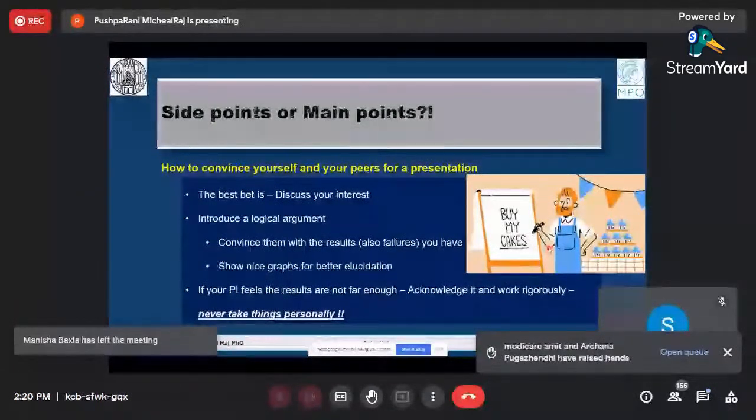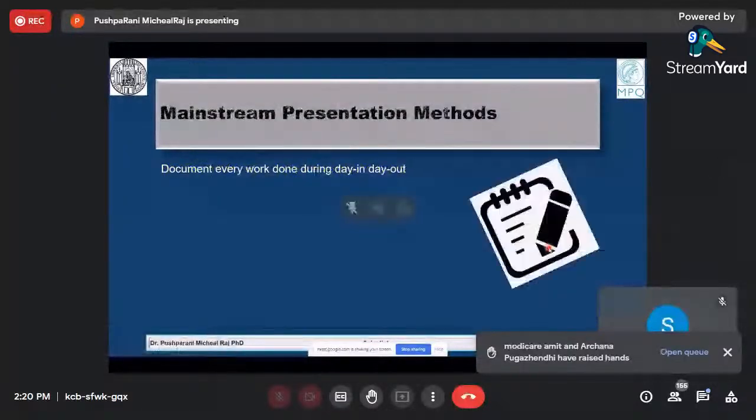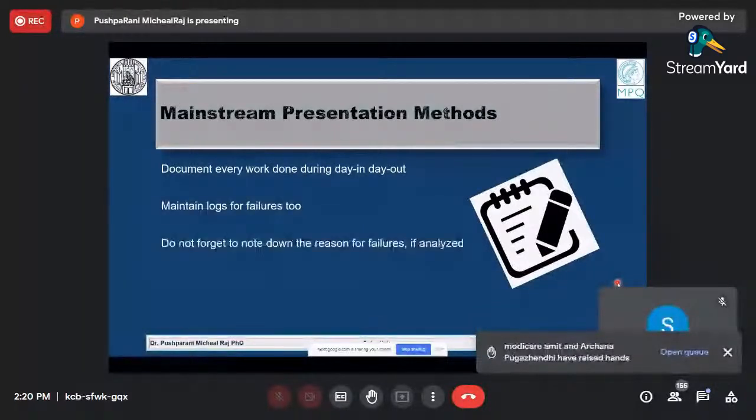What are the mainstream presentation methods? Writing. So write day in, day out, whatever you have done. But this is not only for writing into your paper. Maintain logs even for the failures and write down the reasons immediately. If you have analyzed the reason, write it down immediately, because things are quite volatile and failures are easily forgotten.